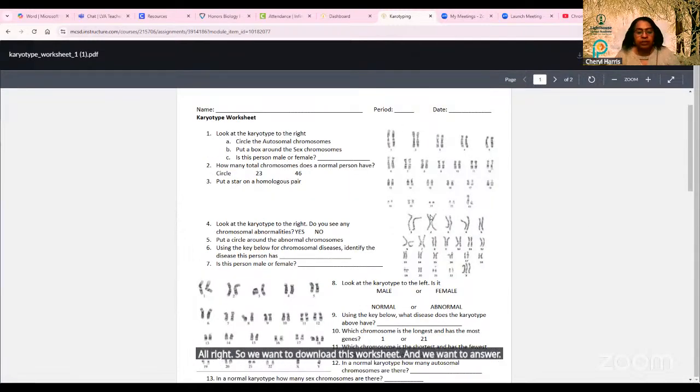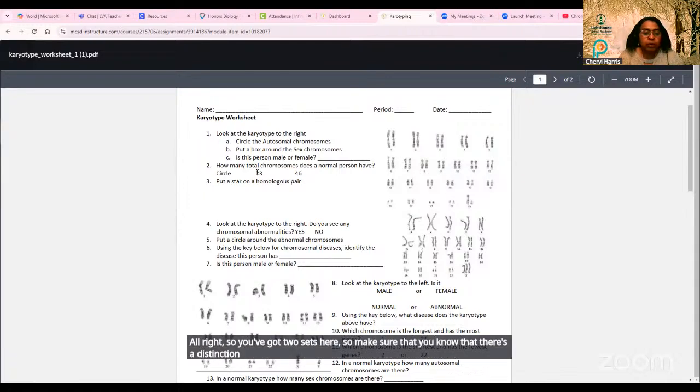All right, so you've got two sets here, so make sure that you know that there's a distinction between one set for questions 1, 2, and 3, and then there's another set for questions 4, 5, 6, and 7. All right, although they do look all together.